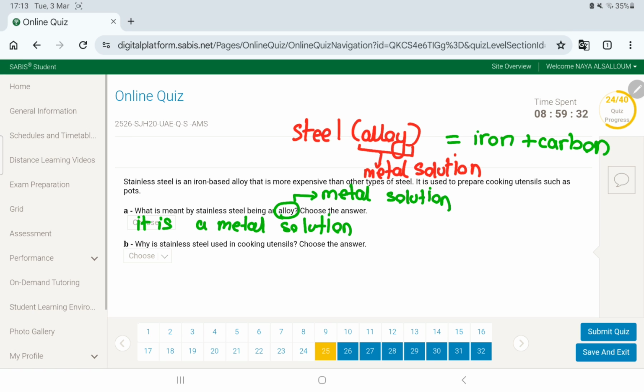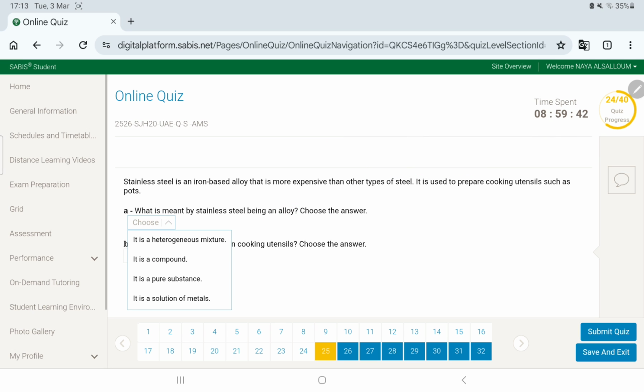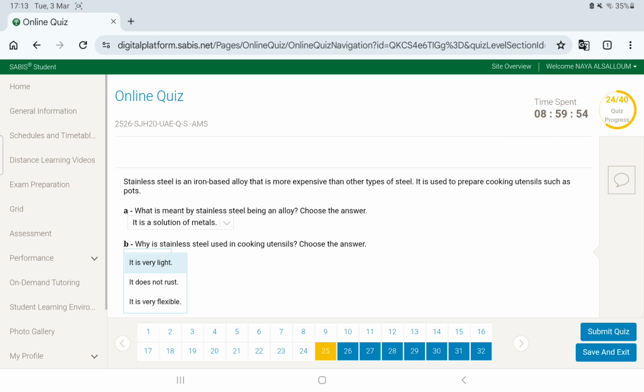Now guys, here we're gonna go back. What is steel made of? Steel? Oh, here. What is meant by stainless steel being an alloy? It is a solution of metals. Okay. And why is stainless steel used in cooking utensils? Why? It's probably because it doesn't rust. Basically, steel is equal to the iron and the carbon.